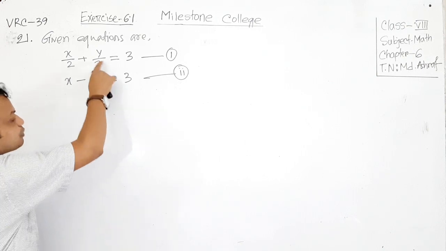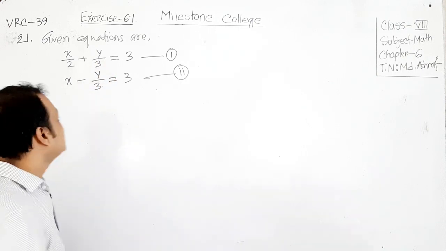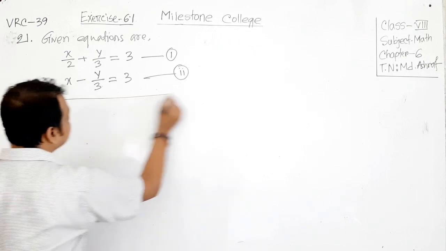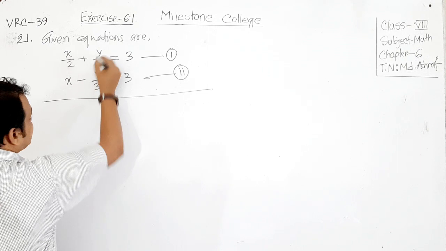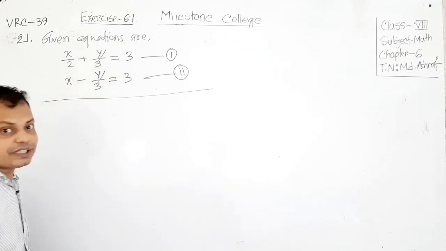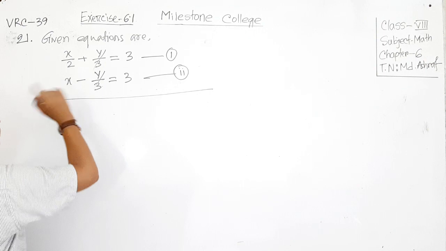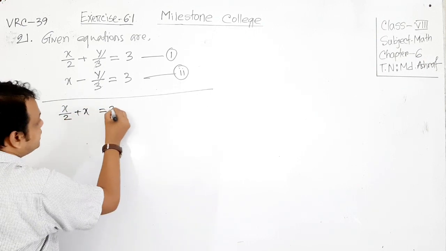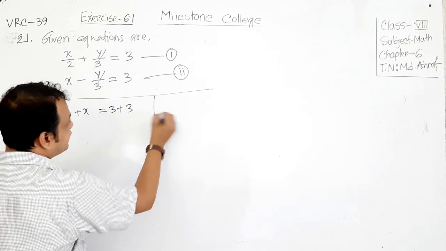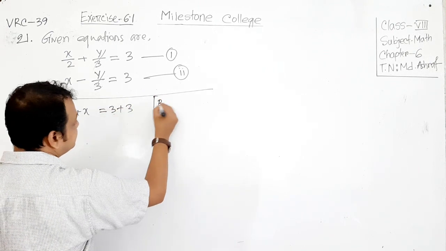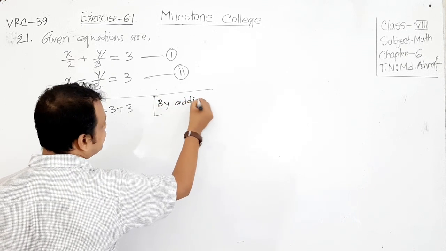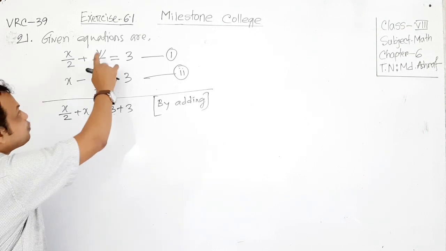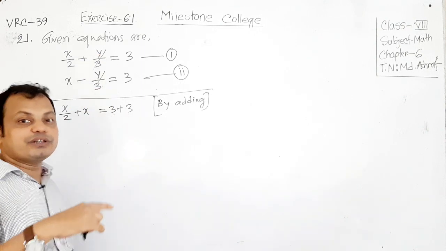So if we add these, then this y will be eliminated. So we can add this part: y by 3 plus minus y by 3 will be eliminated. Okay, and x by 2 and x will be added. Then we will get x by 2 plus x equals 3 plus 3, that means 6. So how did we get this? By adding these two equations, we have got this part. Okay, so we have eliminated one variable. That means the elimination method has completed.